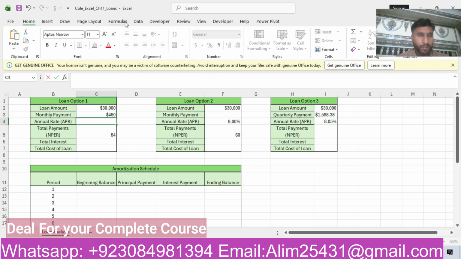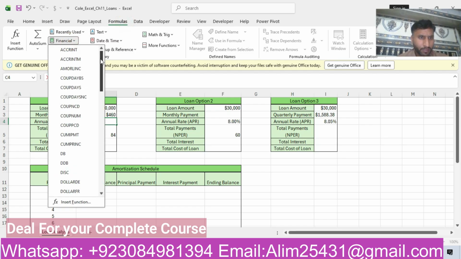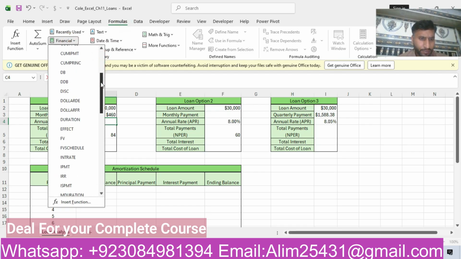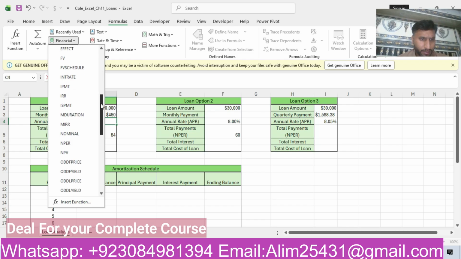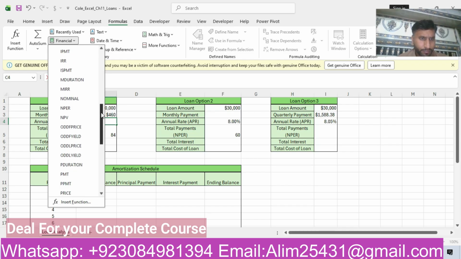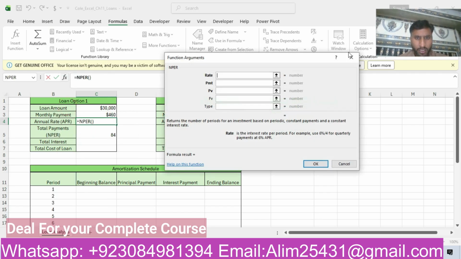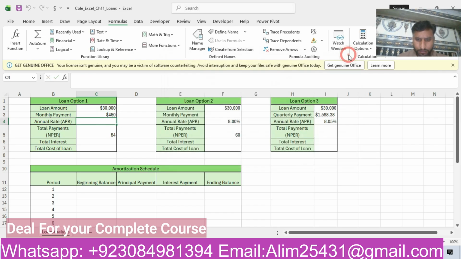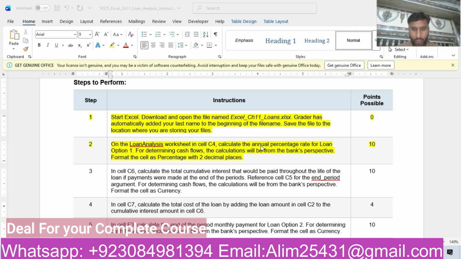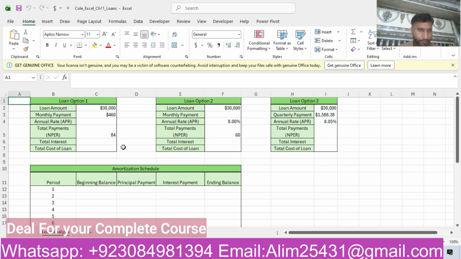We will go to the Formulas tab. Here we will go to the financial functions, and we need to find the RATE function here. That will be our formula. RATE. What is the rate? Rate will be the monthly payment rate. What we need to find in the cell C4 is the annual percentage rate for loan option 1. So we need to go to the cell C4.